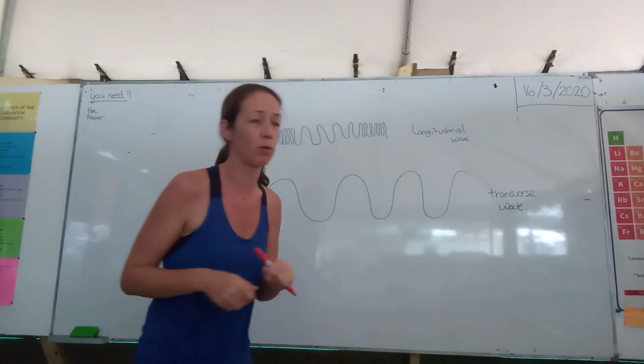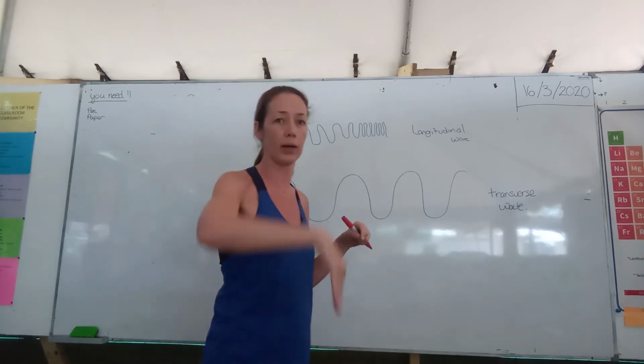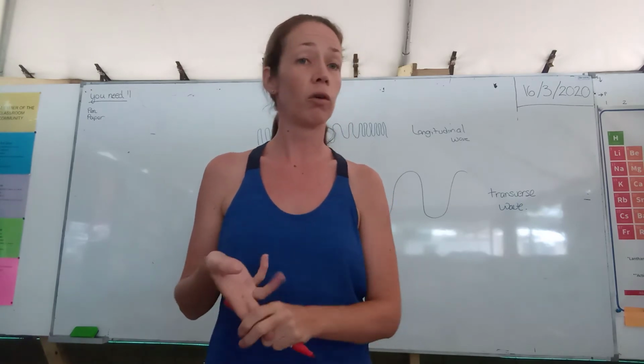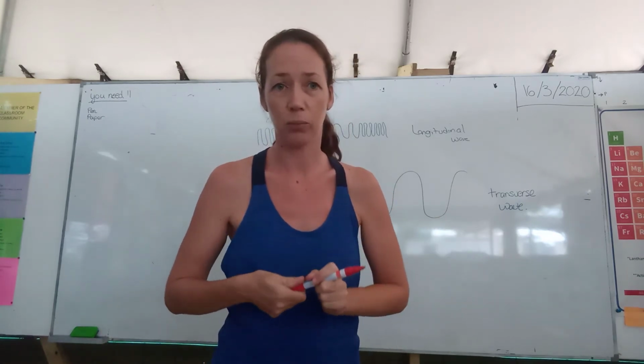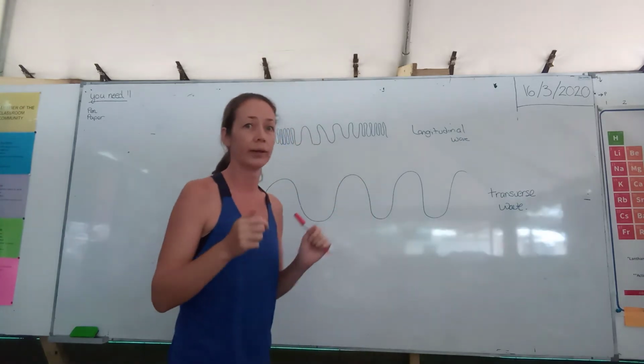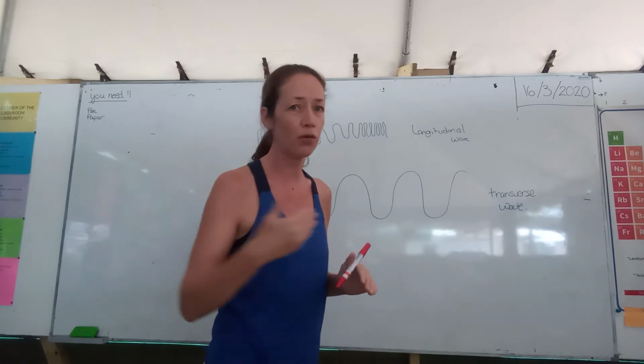Transverse is the other type of wave. So your transverse wave is like up, down, up, down, up, down. Light travels in transverse waves, and also sea waves travel in transverse waves. These ones travel horizontal and perpendicular to the flow of travel.